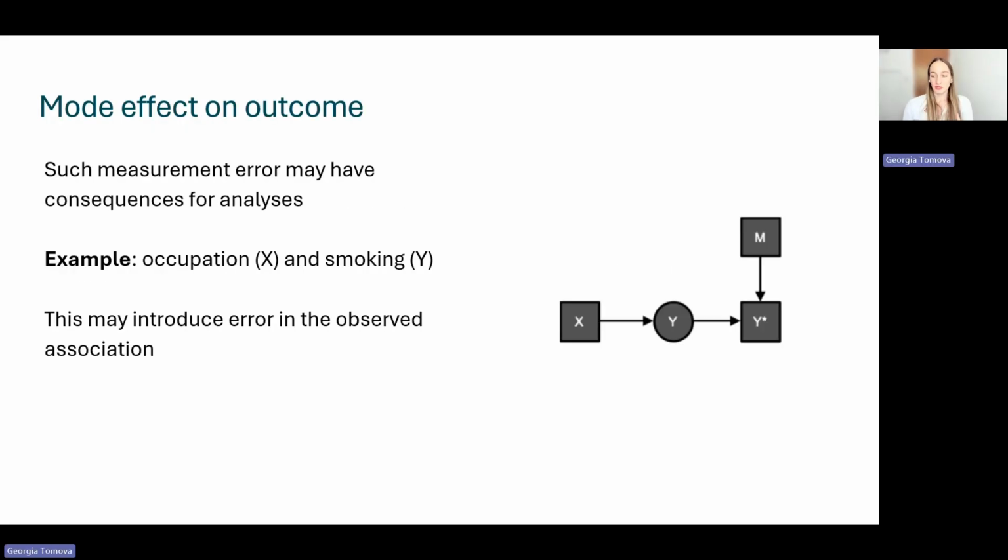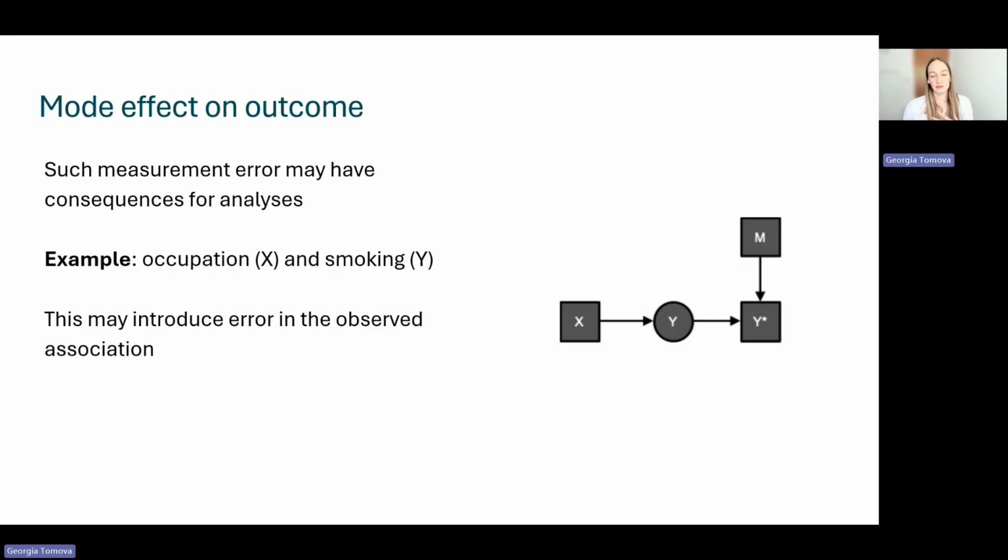So suppose now this smoking variable that we've considered is an outcome in some illustrative analysis that we're interested in. Suppose we're interested in the effect of occupation on smoking, so we would call this X and Y, the exposure and the outcome. So suppose here that the mode effect only exists on the outcome, so we have the path that we're interested in, the relationship between X and Y. However, Y is unobserved. The true Y is unobserved, so it's depicted in this circle. And instead, we have the Y star, which is also subject to a mode effect. So M is an additional cause of Y star.